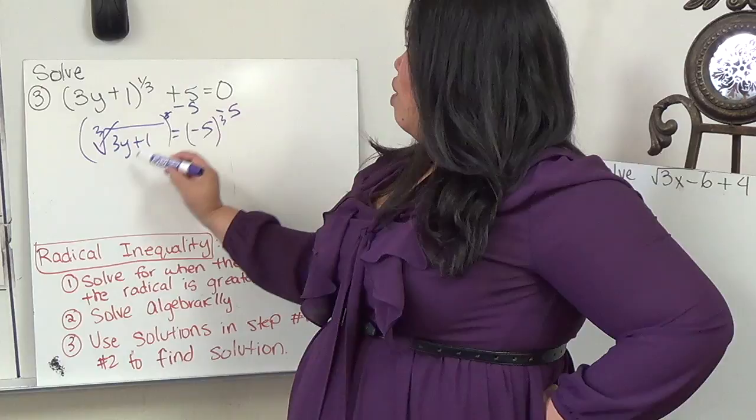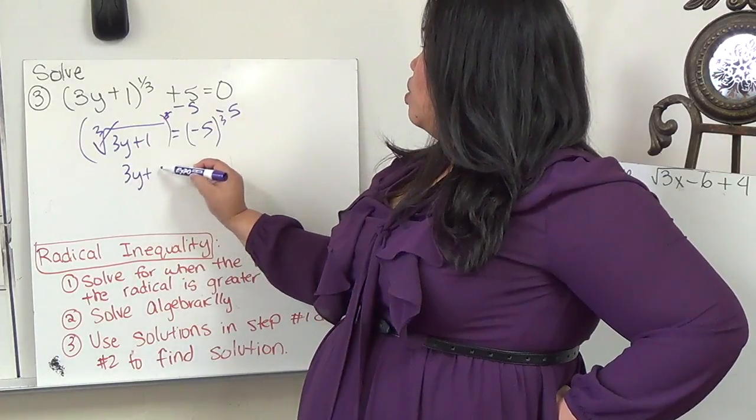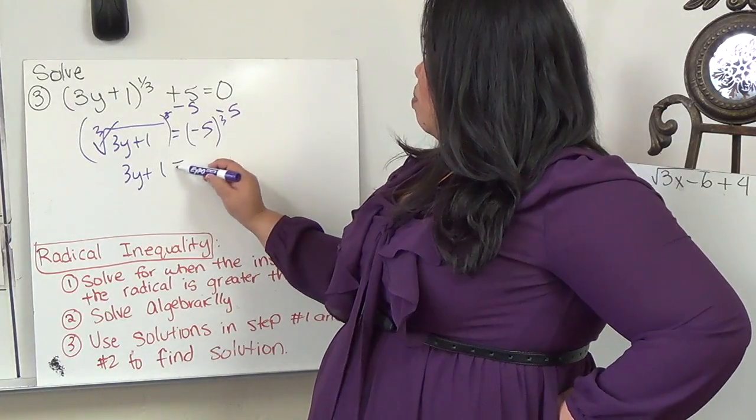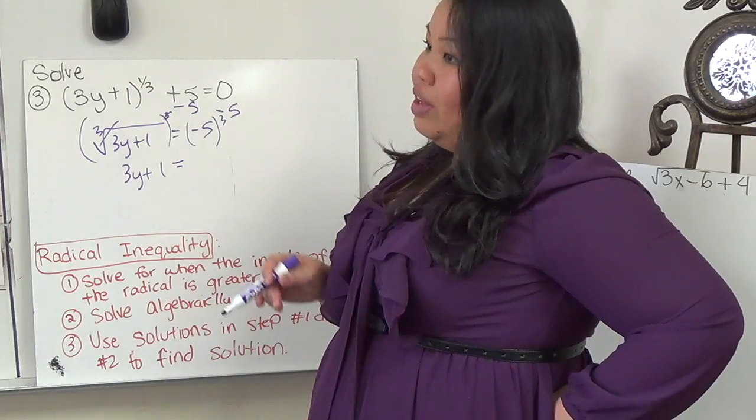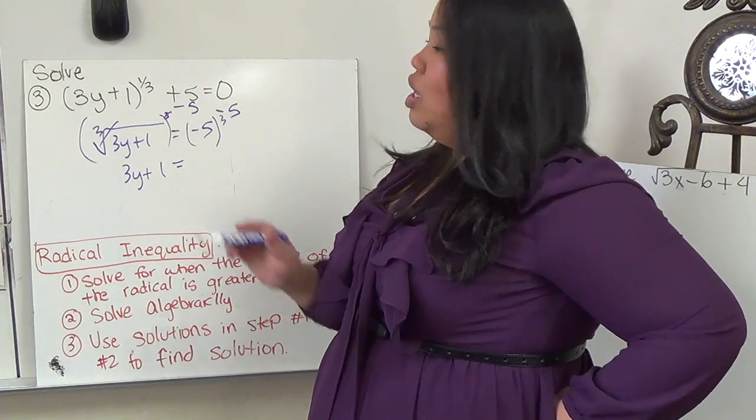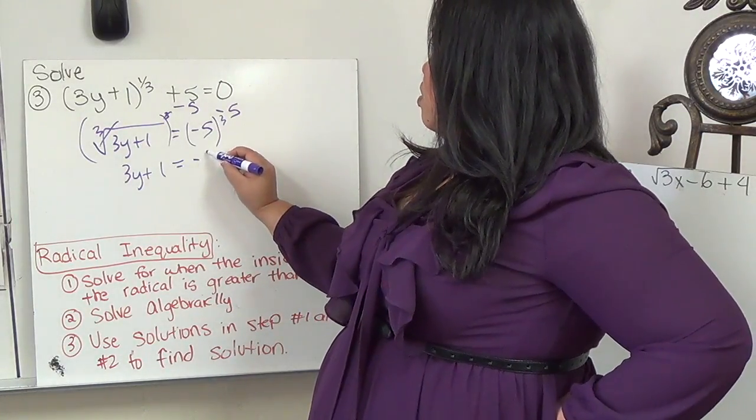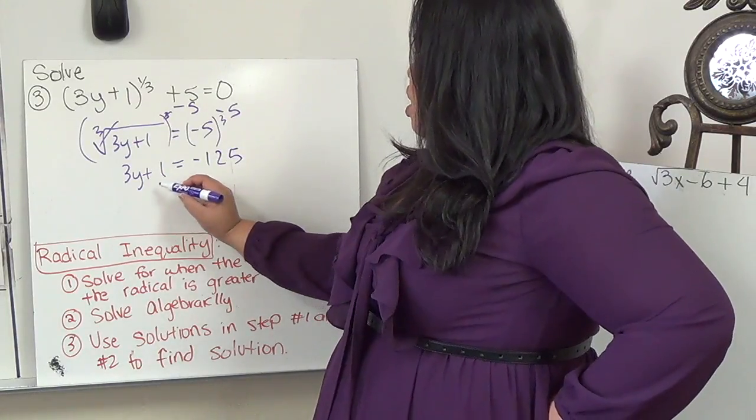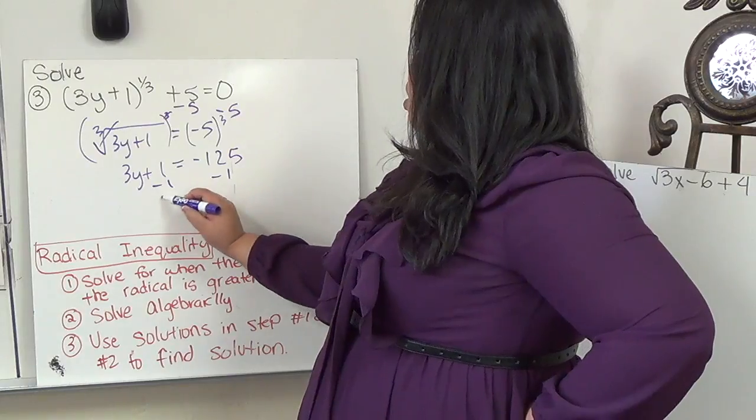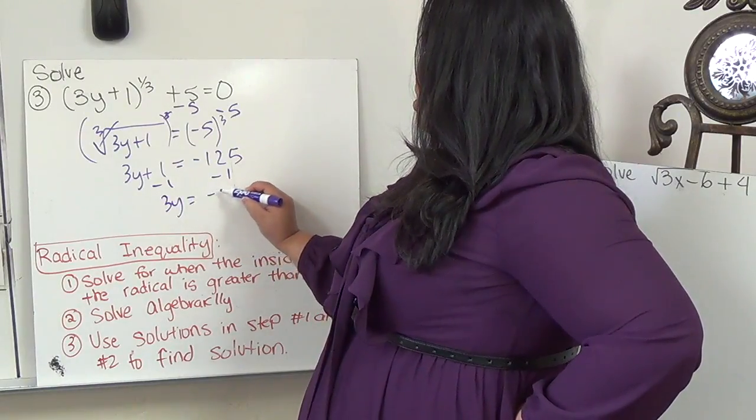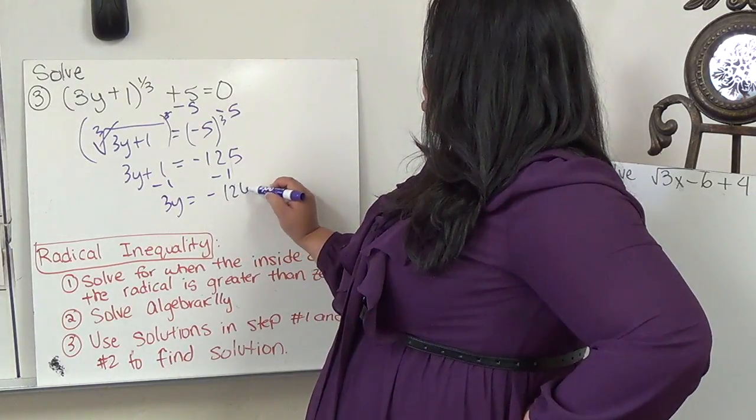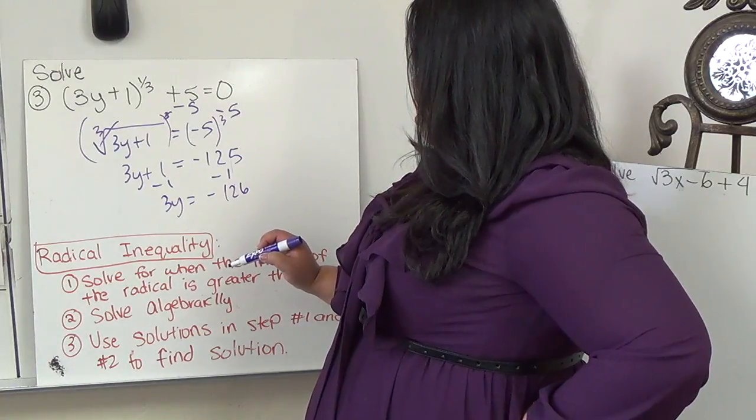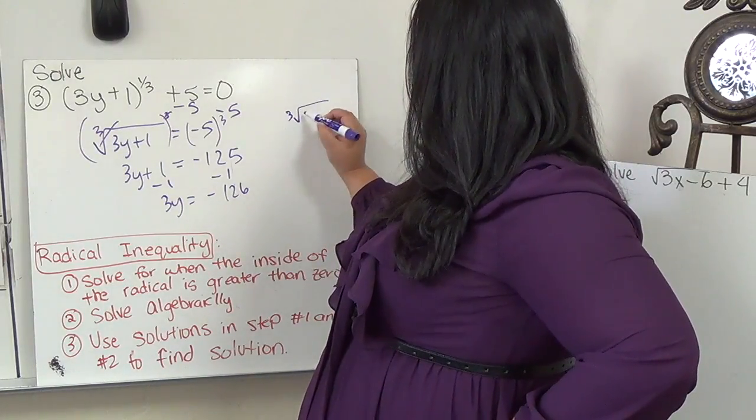This will then cancel out, ending up with 3y plus 1. This will be negative 5 cubed, which is negative 125. And then minus 1. 3y equals negative 126. And then, sorry, I don't have a calculator.